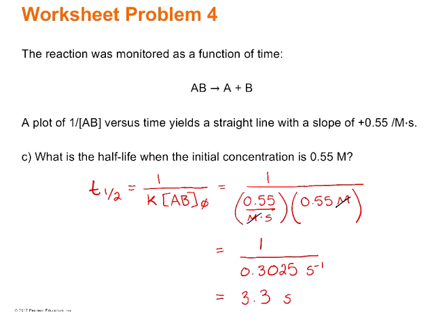But remember, second order reactions do have a dependence on the initial concentration of their reactant for the half-life. So if the half-life does depend on the initial concentration, in this very particular instance where the initial concentration is 0.55, the half-life is 3.3 seconds, but that could change depending on the initial concentration. So just keep that in mind.